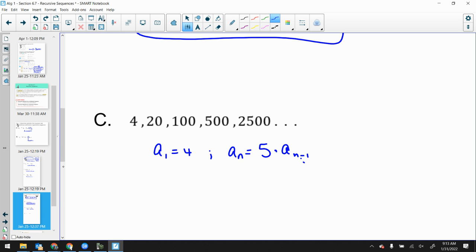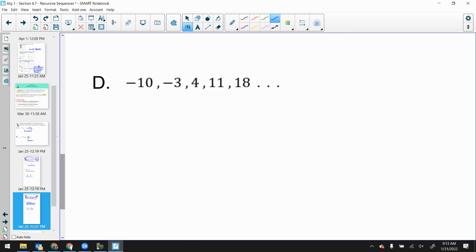Let's take a look at D. What's my pattern, Tommy? Plus 7. So a sub 1 is negative 10. A sub n is a sub n minus 1 plus 7.